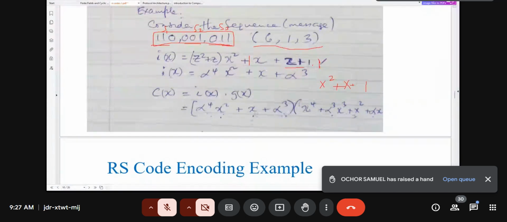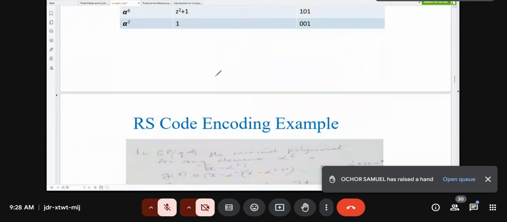That is that position, that is that position, and that is that position. Yeah, these are the S1, S2, S3. So that's why you're seeing this I to the X is equal to this. Now you must put this in terms of alpha. So in terms of alpha, that is alpha to the 4. We are just working from this table here.